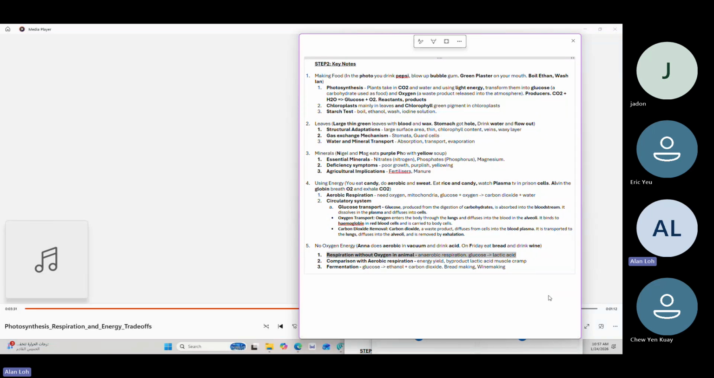In animals, glucose gets converted to lactic acid. Which is that burn you feel, the cramps. And critically, it transfers far less energy. The price you pay for that quick burst is the oxygen debt. The cleanup job, all the extra oxygen you're panting for afterwards just to break down that lactic acid.